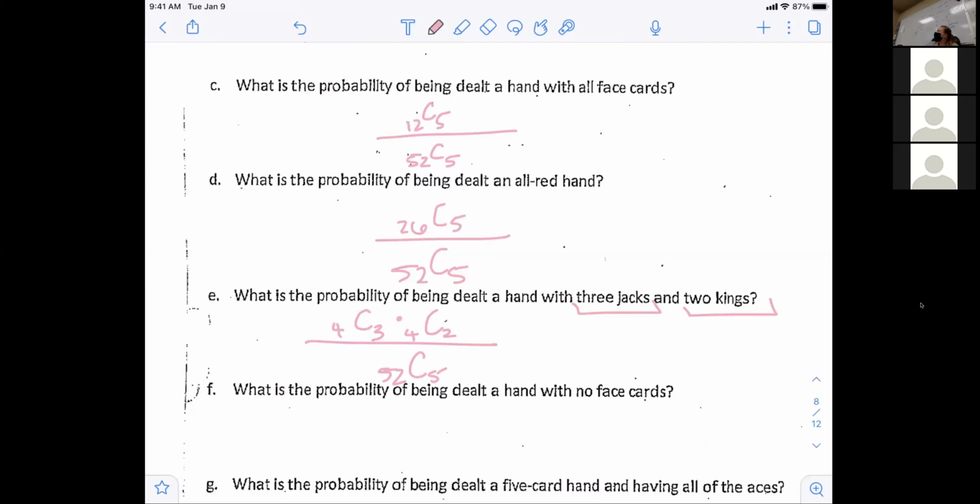Okay. The next one says, what's the probability of being dealt a hand with no face cards? How many face cards were there? 12. So if there's a total of 52 cards and I don't want any face cards, how many cards do I have left to choose from? 40. Good. And how many of those non-face cards do I want? 5. I have nothing else on top besides just 40 choose 5 because I want them all to just not be face cards. And then on bottom, it's still 52 choose 5.